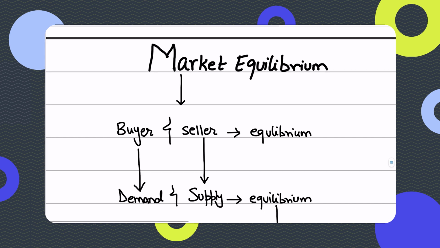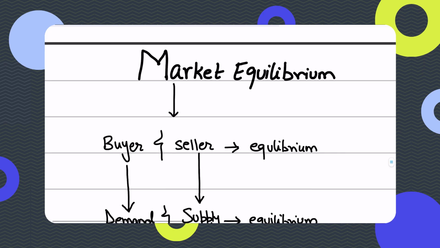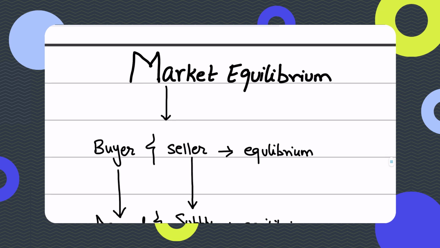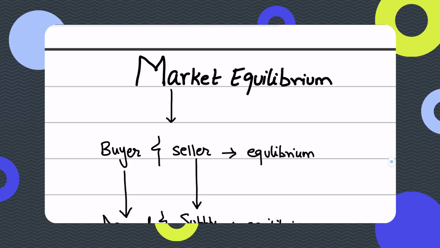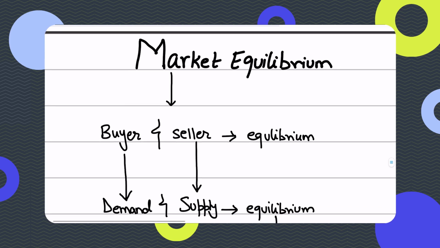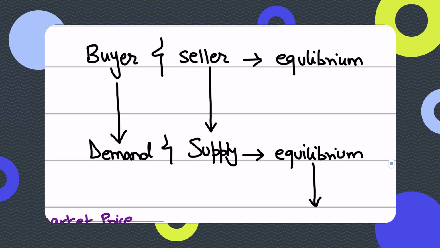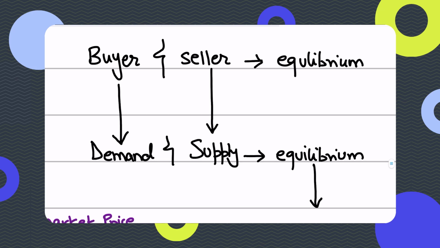So when we talk about market equilibrium, we're generally talking about the interaction between buyers and sellers being in equilibrium. Because a market is where you have buyers and sellers, so you're talking about an equilibrium between buyers and sellers. From the buyer we get demand, because demand captures the buyer's willingness to purchase at particular prices, while supply captures the seller's willingness to produce and sell at particular prices. So from the buyer we get demand, from the seller we get supply.